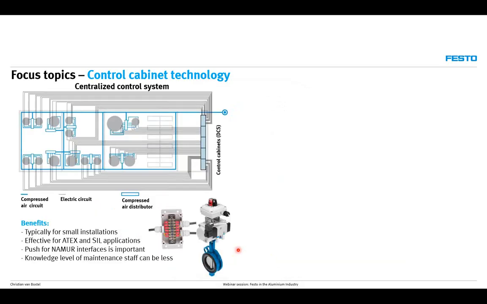So when it comes to the control cabinet technology, this is typically how a centralized control system looks, with the control cabinets on one side, with a lot of cabling and wiring into the plant, going into a main centralized system. This is typically done when it comes to pneumatic automation with Namur valves, for example, where you have local termination boxes within the field where the connection is made for the limit switch boxes and the Namur solenoid valves.